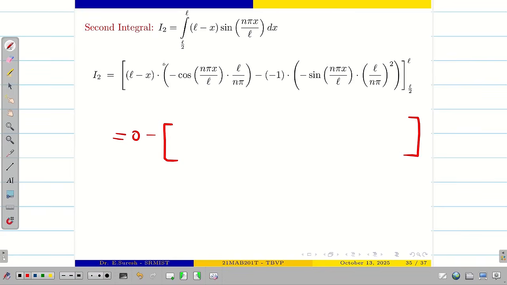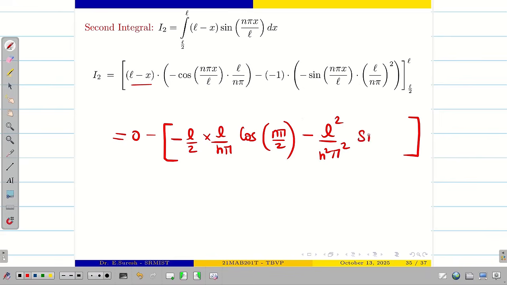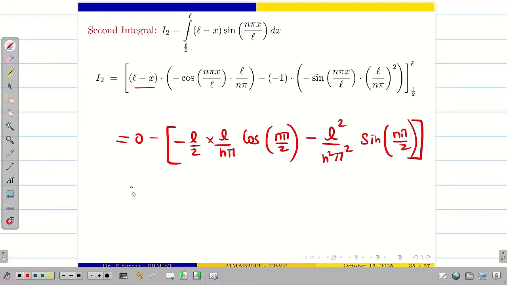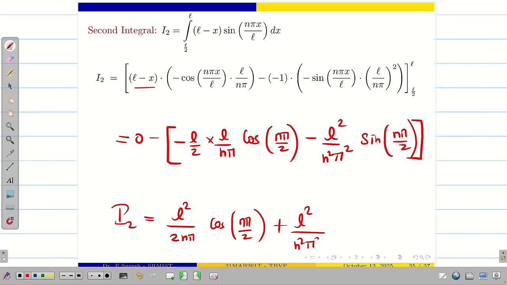When I apply the lower limit L by 2, L minus L by 2 is L by 2. I'll take this minus out and we have already L by n pi, then cos n pi by 2. The second term, minus into minus into minus, that is minus L square divided by n square pi square sin n pi by 2. Therefore, my capital I2 is L square by 2n pi cos n pi by 2 plus L square by n square pi square sin n pi by 2.